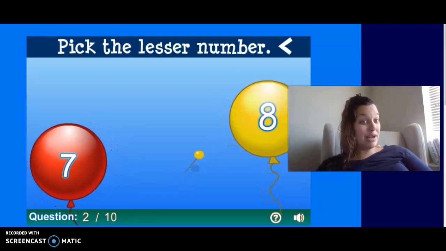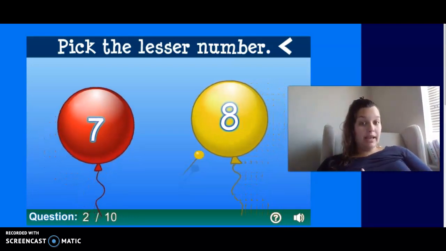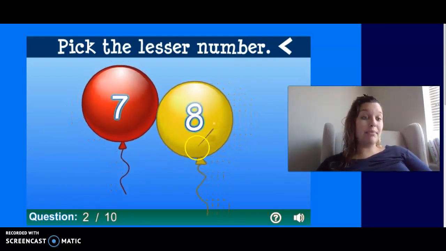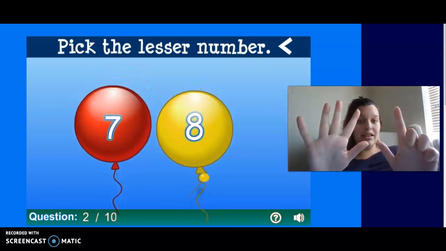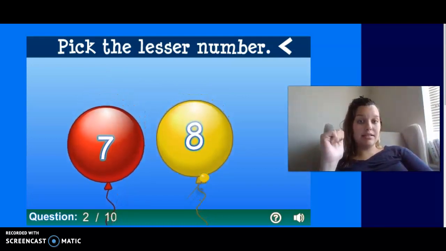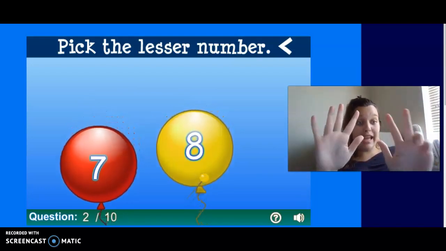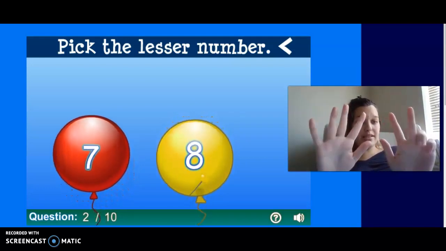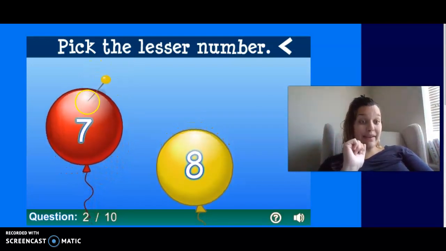Pick the lesser numbers. Now we want less of something. Okay? So we have the number 7 and the number 8. Let's put up the number 7. Do I have to count up or do I go down to get to 8? I have to go up to get to 8, right? 7, 8. I have to put a finger up. So which number is smaller? Is 8 or 7 smaller? 7.